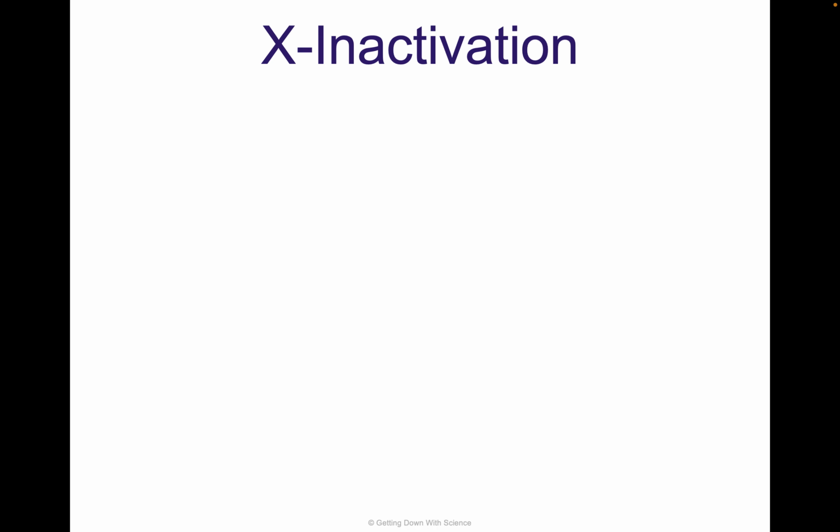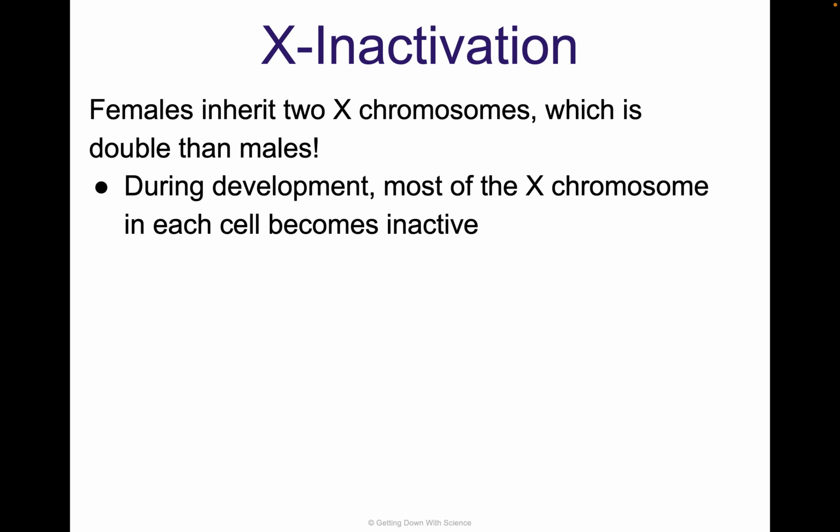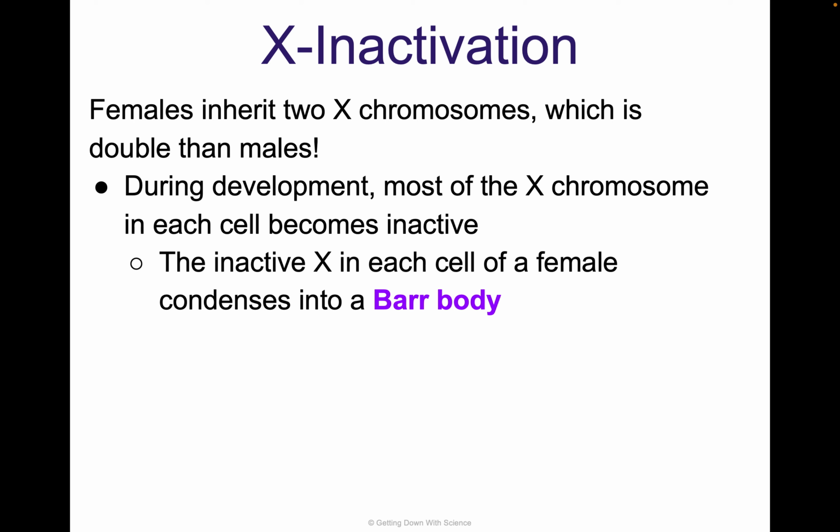Okay, so we have X-linked traits. Let's talk about how to turn these on and off. So females inherit two X chromosomes. Again, that's twice as many as males inherit. During development, most of the X chromosomes in each cell become inactive. The inactive X on each cell of a female condenses into what we call a Barr body, named after the guy who discovered it.